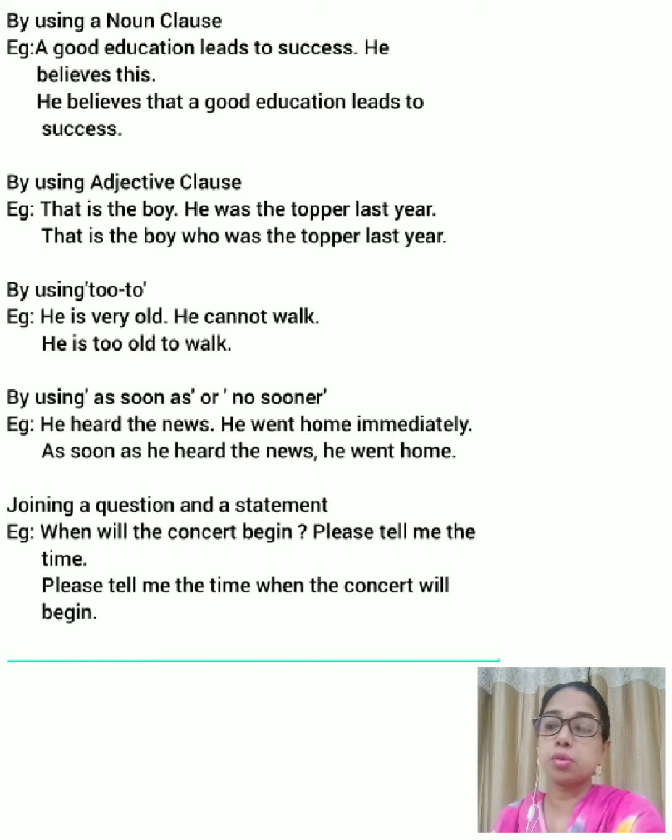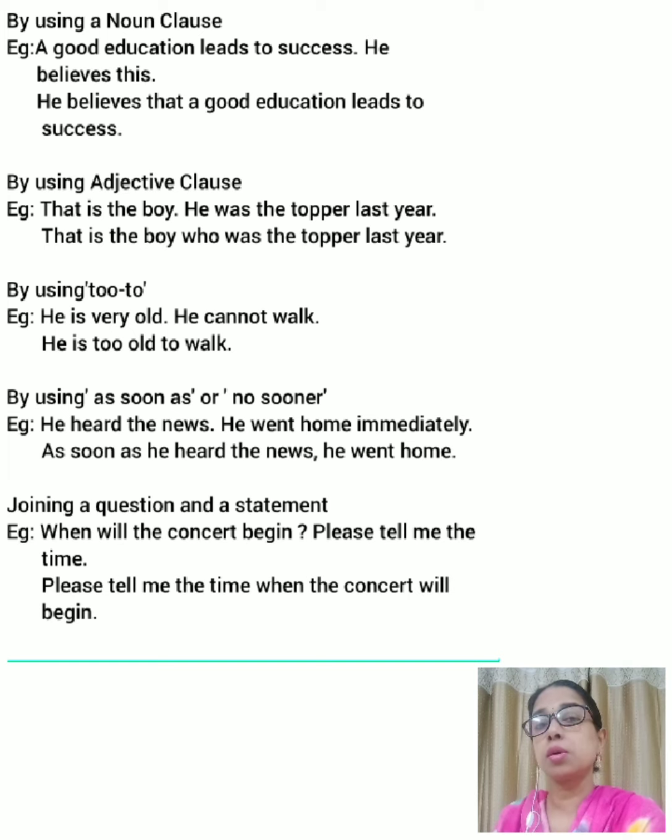Then by using as soon as or no sooner also. Like for example, he heard the news, he went home immediately. Now a sentence like this, he went home immediately. Immediately tells you as soon as or no sooner. So you can join such sentences by using as soon as or no sooner. As soon as he heard the news, comma, he went home. Here you will remove the word immediately because you have already started the sentence with as soon as.